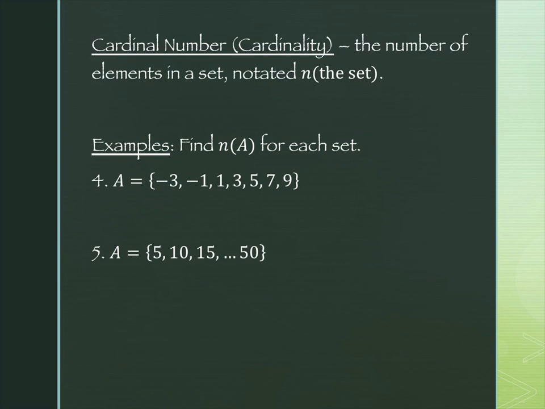All right, so we're going to count some objects. The first one is a list of numbers. Now, when things are actually listed out and they're all listed, it's a really easy thing to do, right? N of the set, negative 3, negative 1, 1, 3, 5, 7, 9. How many of them are there? 7. We just count them up. There's 7 of these guys. That's fine.